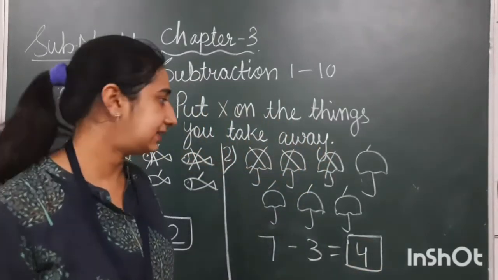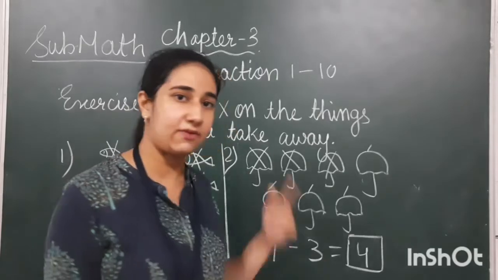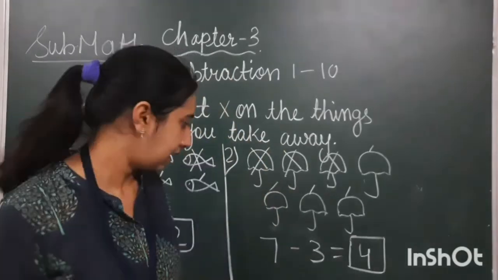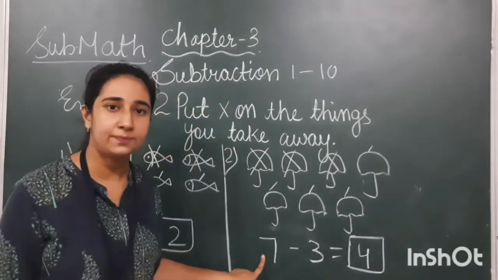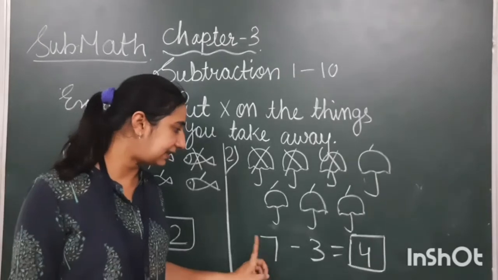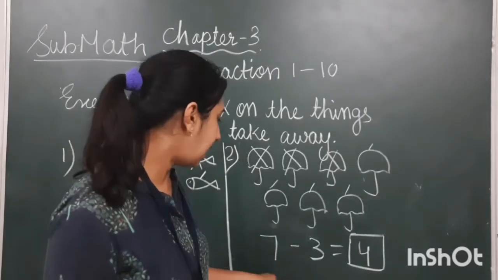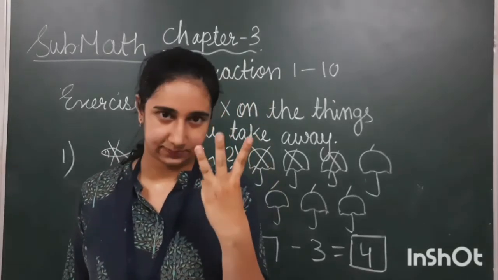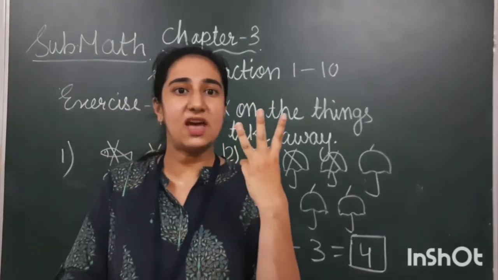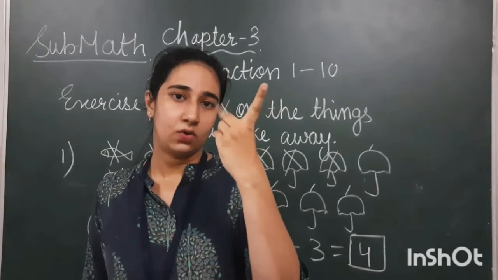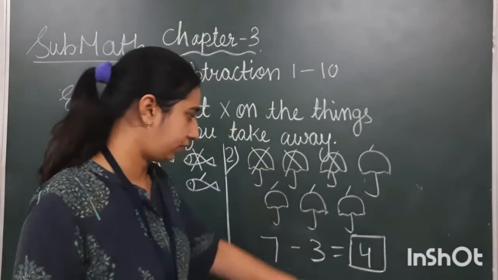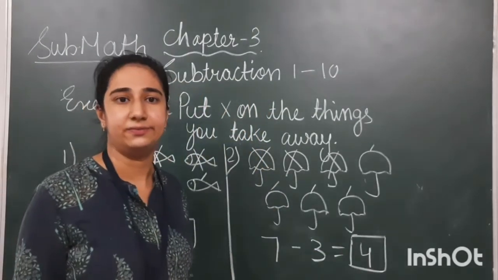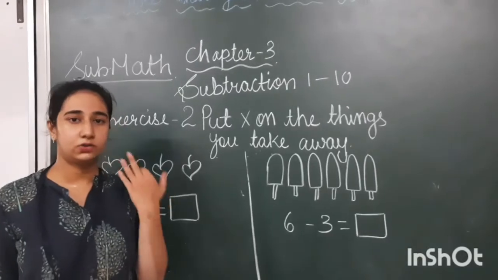Again you can apply this method as well. Keep 7 in your mind. As 7 is written here, keep greater number in your mind, that is 7. And after that 3 is written, show 3 in your fingers. Count before 7. 6, 5, 4. 4 is the answer.